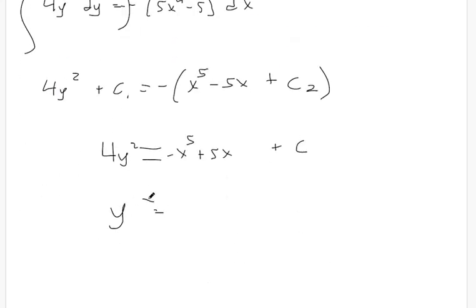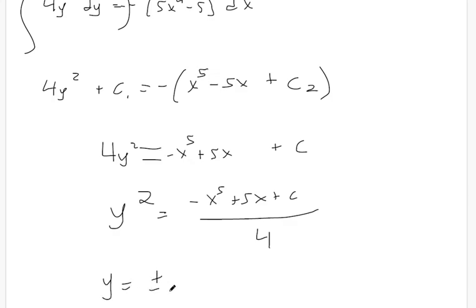Y squared is negative x to the fifth plus 5x plus c over 4. And that would just be a new arbitrary constant, but we can leave it like that too. And then you need to take a square root to cancel out a squared. We just need plus or minus.